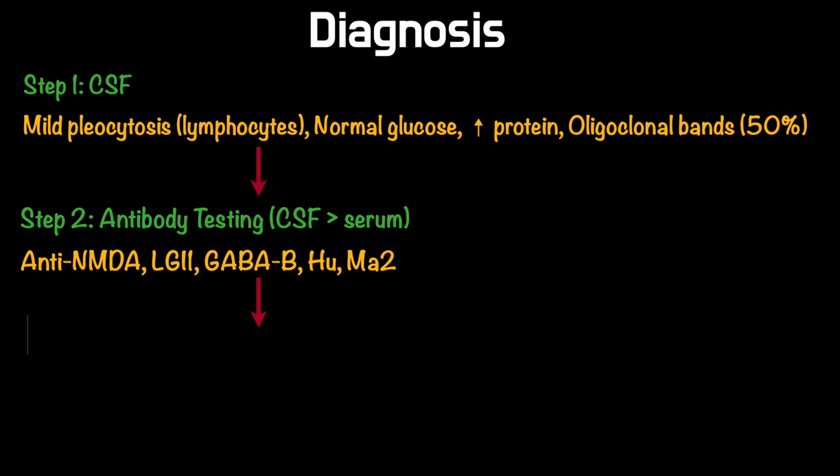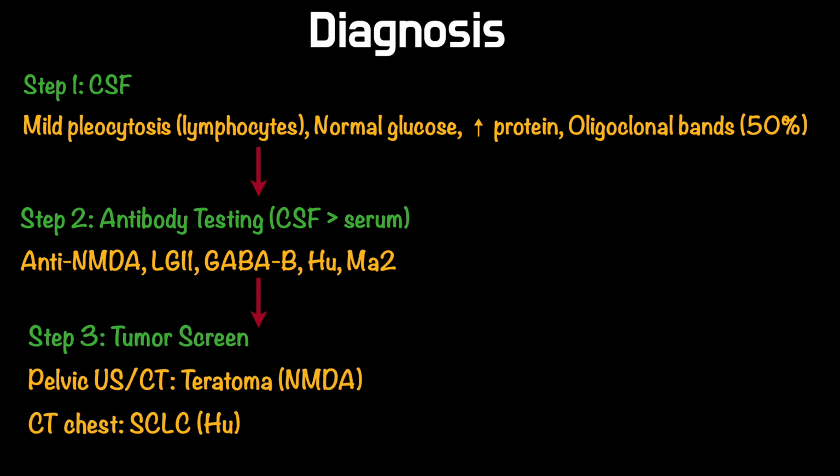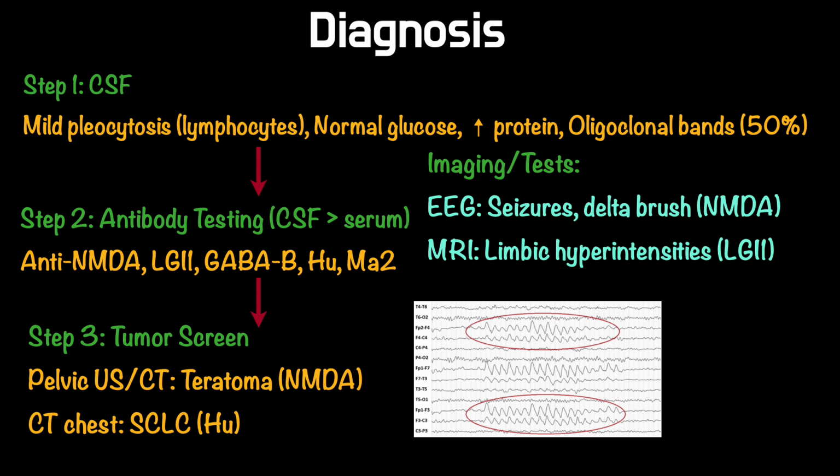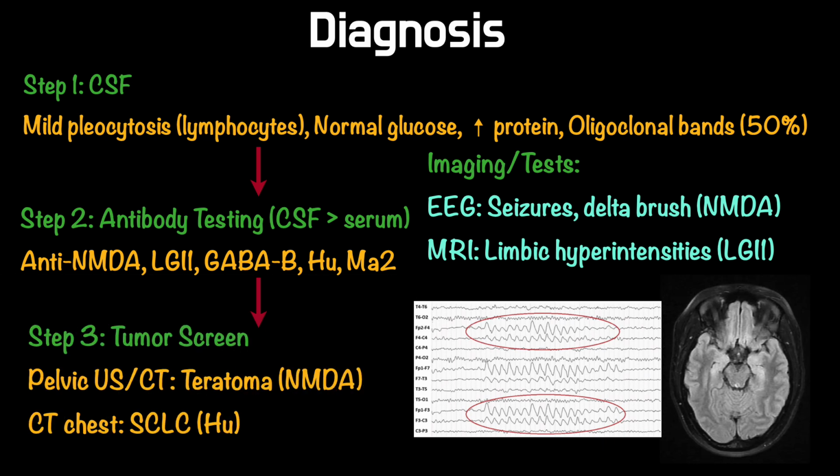You can also do a tumor screen: pelvic ultrasound or CT for teratoma, obviously for paraneoplastic syndromes, and CT chest for small cell lung cancer. Hu autoantibodies appear for that reason. You can also do imaging or tests like EEG. On EEG, you can see seizures and the extreme delta brush pattern in NMDA. And in MRI, you see limbic hyperintensities. You can see this in the MRI figure attached there.